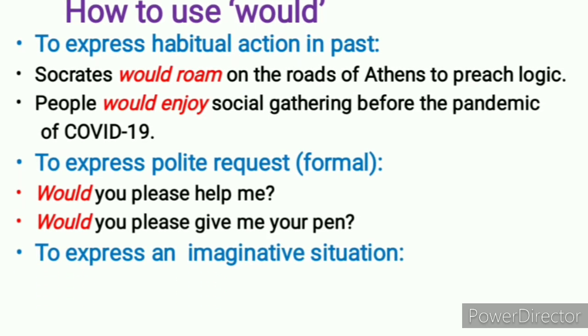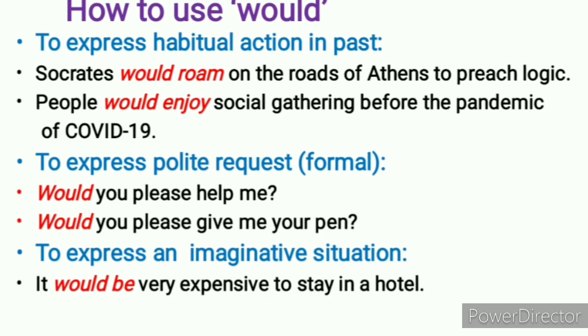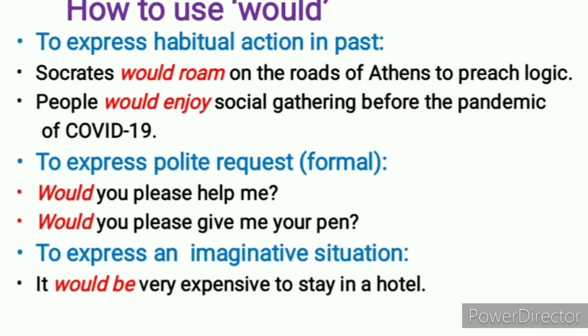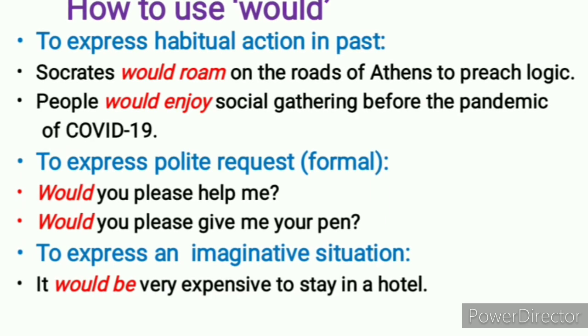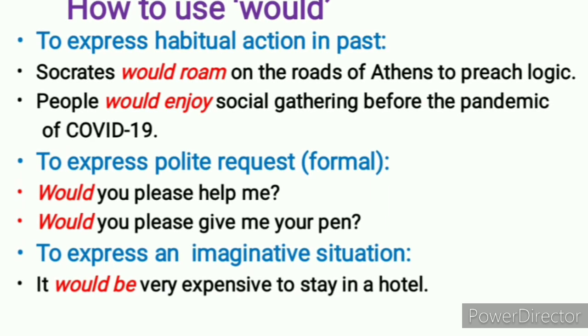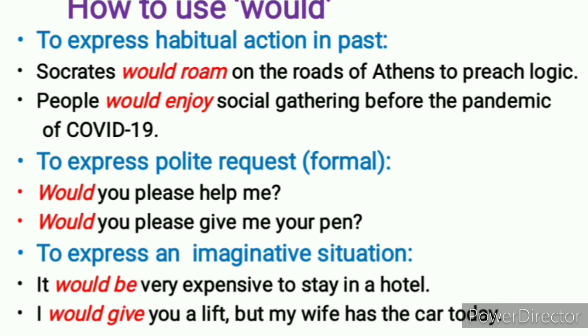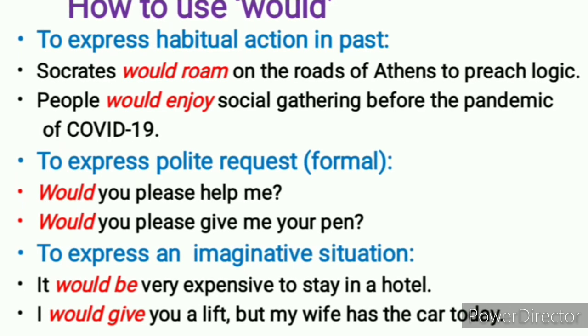Now, would is used to express an imaginative situation. काही एखादी काल्पनिक परिस्थिती सांगायची असेल तरी आपण would वापरतो. For example, it would be very expensive to stay in a hotel. हॉटेलमध्ये थांबणं खूपच खर्चिक ठरणार आहे. That is imaginative situation. I would give you a lift but my wife has the car today. माझी पत्नी कार घेऊन गेली आहे, नाहीतर मी तुला लिफ्ट दिली असती. That is also imaginative situation.